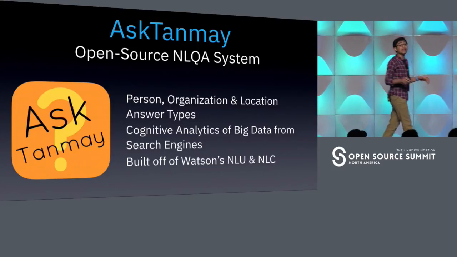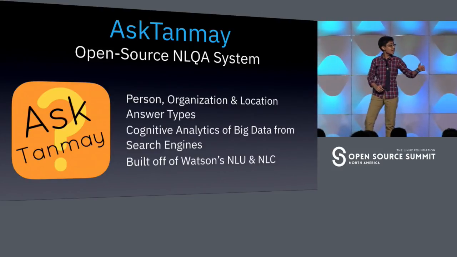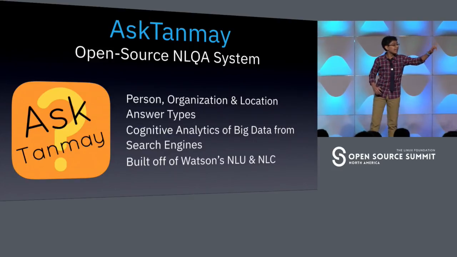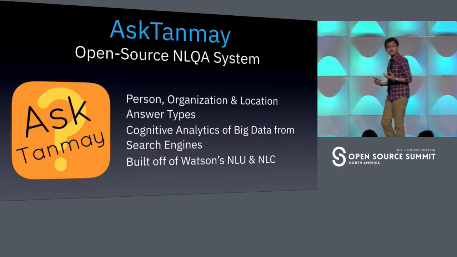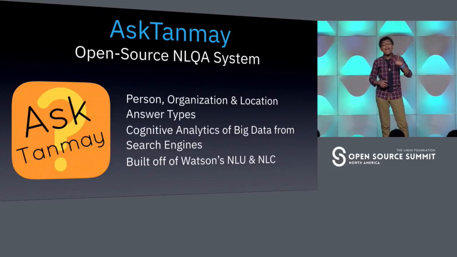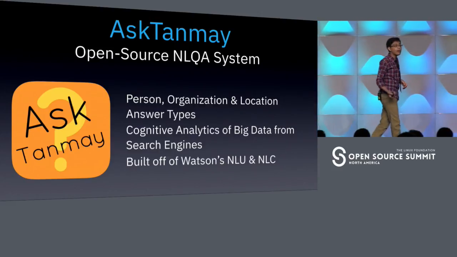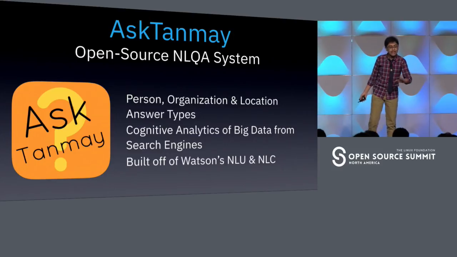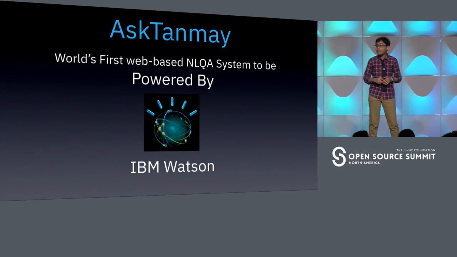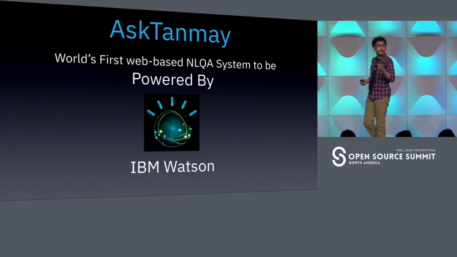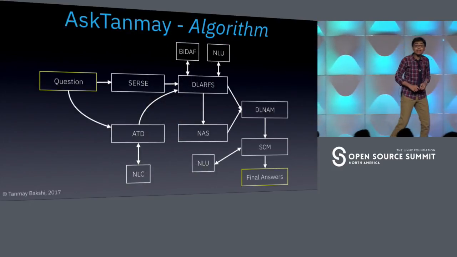It's an open source NLQA, or natural language question answering system, that can answer your person, organization, or location natural language questions. It's built off of IBM Watson's natural language understanding and natural language classifier services, and uses custom machine learning built in via bidirectional attention flow by Allen AI in TensorFlow. In fact, not only is this just any NLQA system, it's the world's first web-based NLQA system to be powered by IBM Watson.